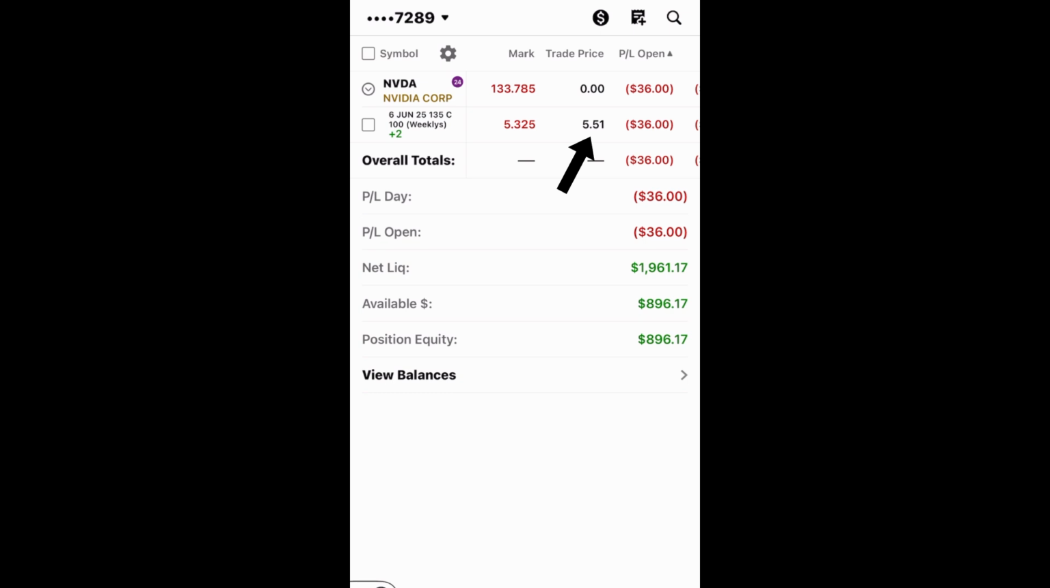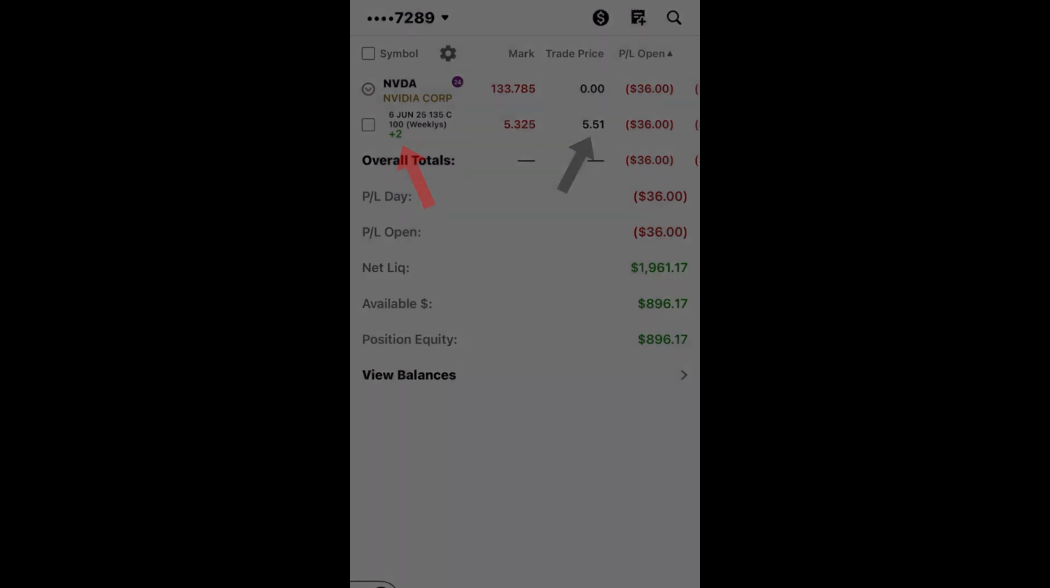That means our new trade price, our average cost, is $5.51. We now hold two contracts, and although the price difference between our trade price and the current market price is smaller, any movement in our favor now impacts two positions instead of one. A 0.01 change in value now results in a $2 gain or loss instead of just $1.